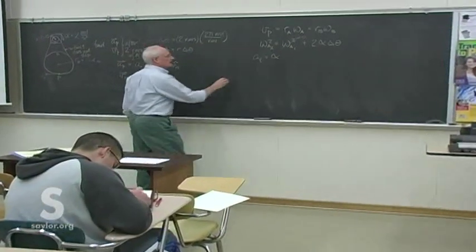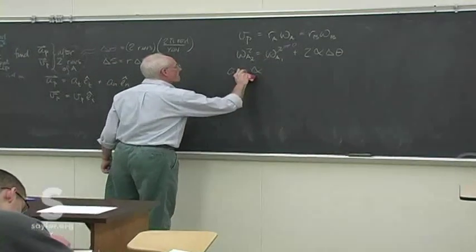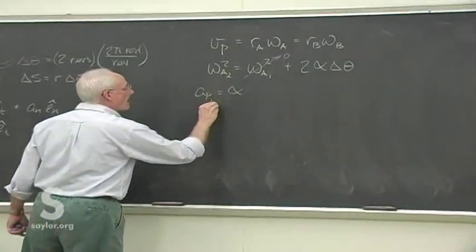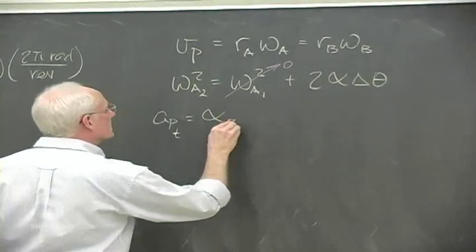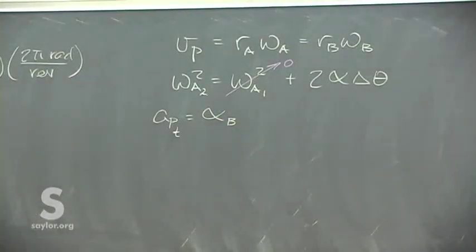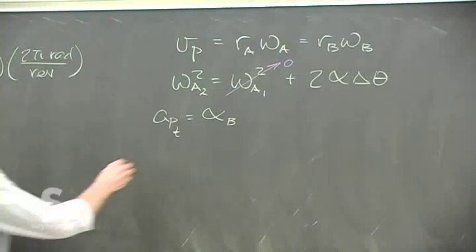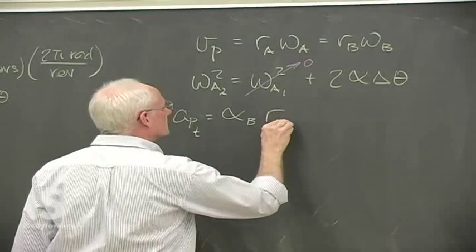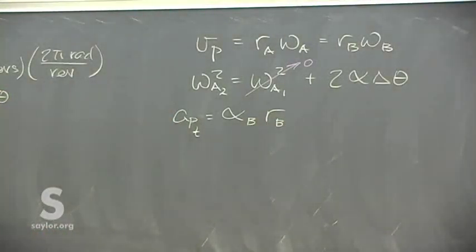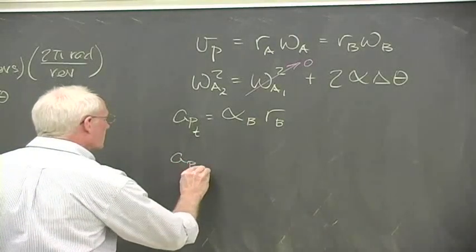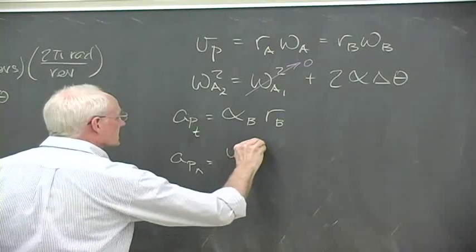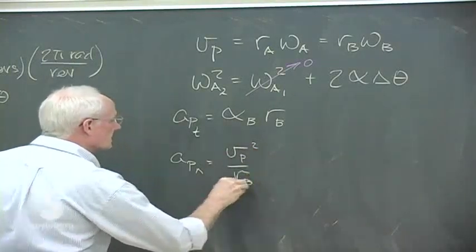The tangential acceleration of point P, remember, is the angular acceleration of B times the radius of B. And the angular acceleration of B is again related by the ratio of the radii. And those are pretty straightforward to come up with. And then the normal component is the velocity of point B squared over the radius of B.